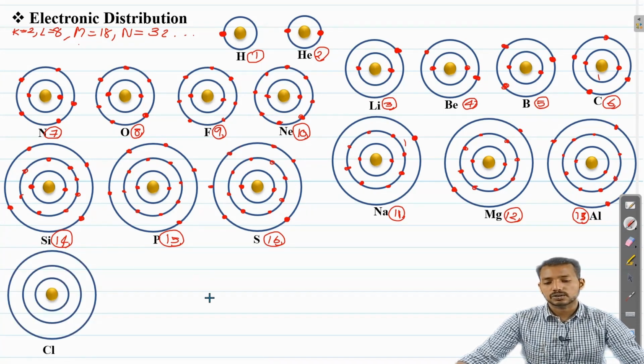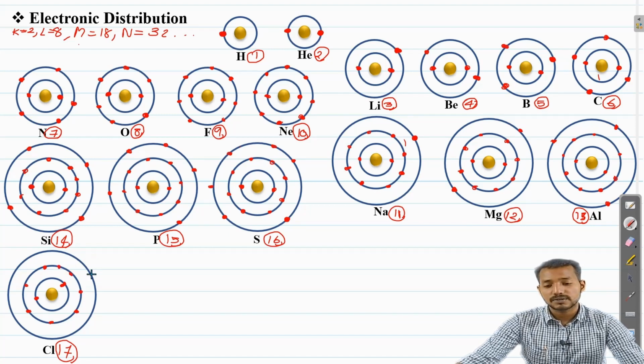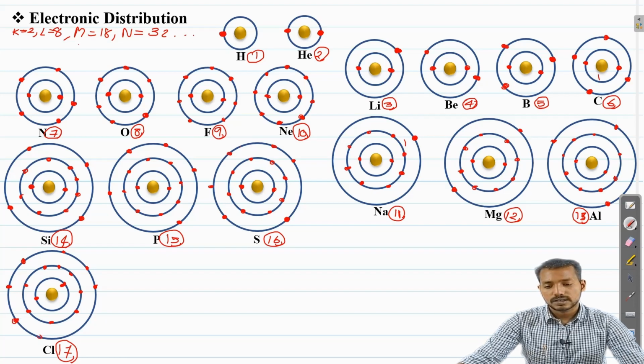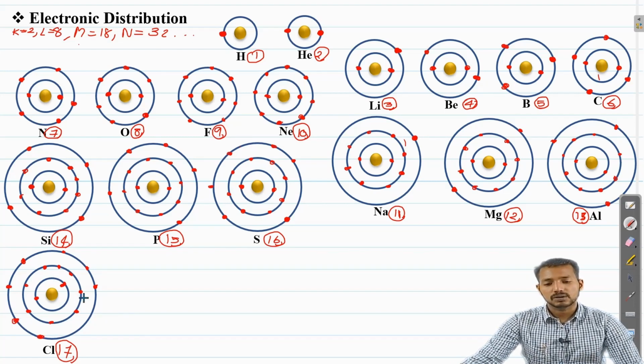Next atom is chlorine. In case of chlorine, there are total of 17 electrons. So first 2 electrons in the first orbit, then 1, 2, 3, 4, 5, 6, 7 and 8 in the second orbit. Remaining 7 electrons in the third orbit. 1, 2, 3, 4, 5, 6, 7. So 7 electrons in the outermost orbit.